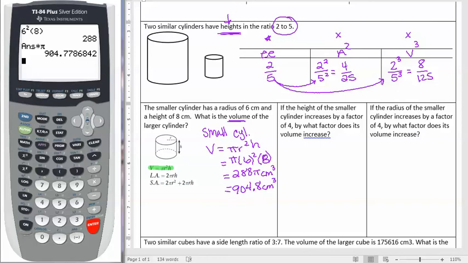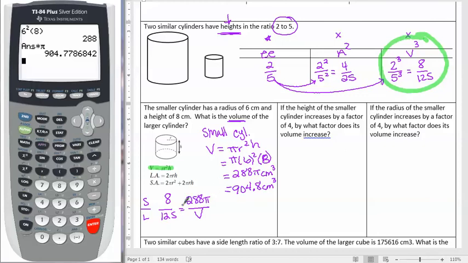So I'm going to have to go up here to this lovely chart and look at my volume ratio. So what does my volume ratio do? It helps me set it up. 8 over 125 equals, now which one do you think is the smaller cylinder? Where is this 288 pi going to go? On the top or the bottom? Last time I checked, 8 is smaller than 125, so the smaller one is on top, smaller over larger. So this 288 pi is going to go on the top, and I'm looking for the volume on the bottom.